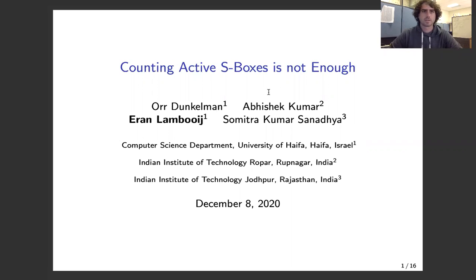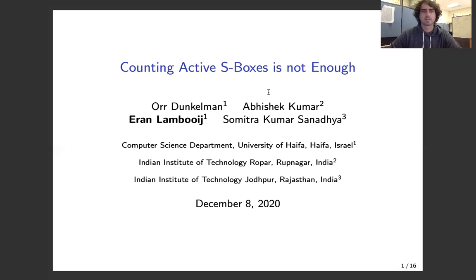In this presentation, I will discuss our paper Counting Active S-Boxes is Not Enough. This is joint work with Dunkelman, Abhishek Kumar, and Somitra Sanadhya, and I, Eran Lambooij, will present. This work is inspired by the works of Nyberg and Knudsen, as well as the design strategy of the AES, also named the Wide Trail design strategy.